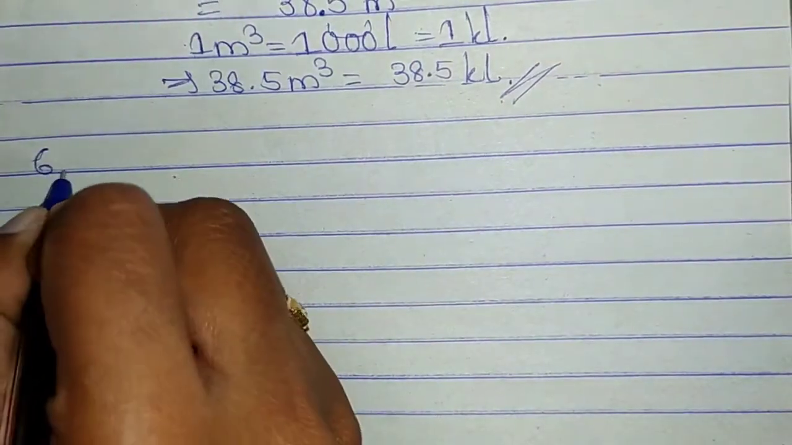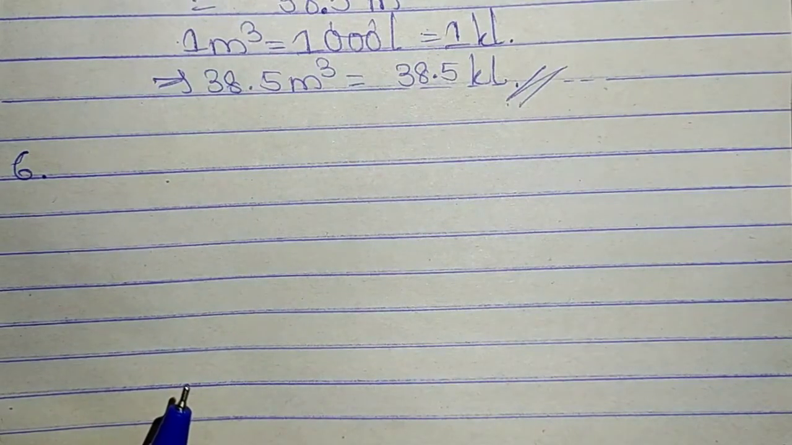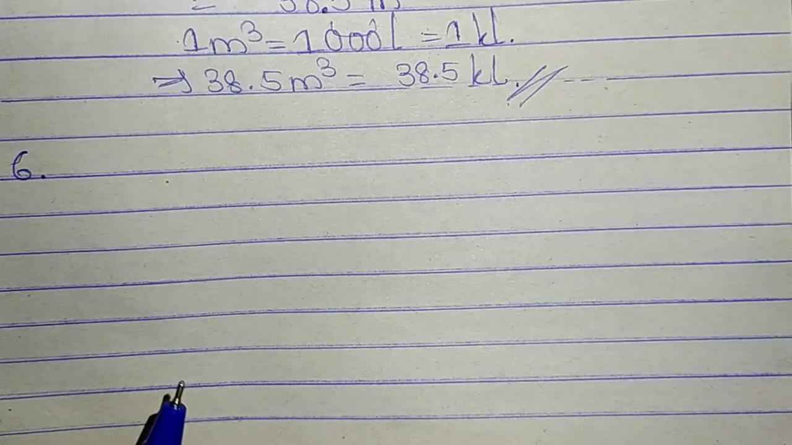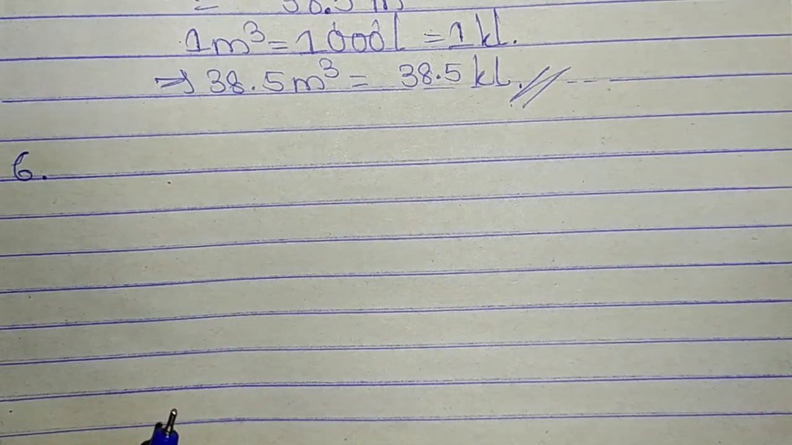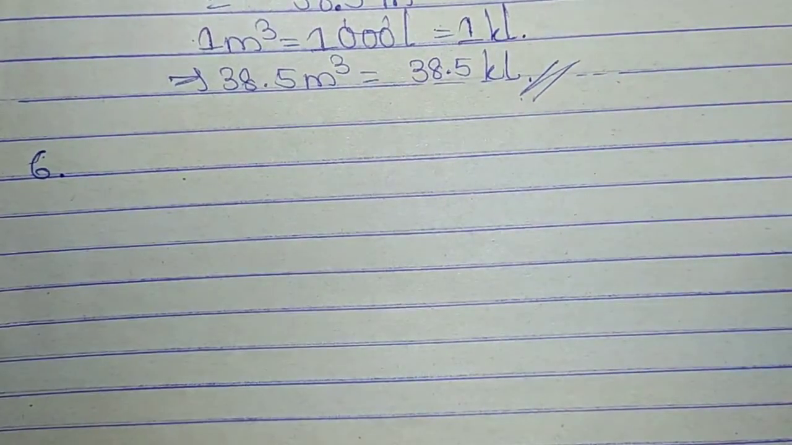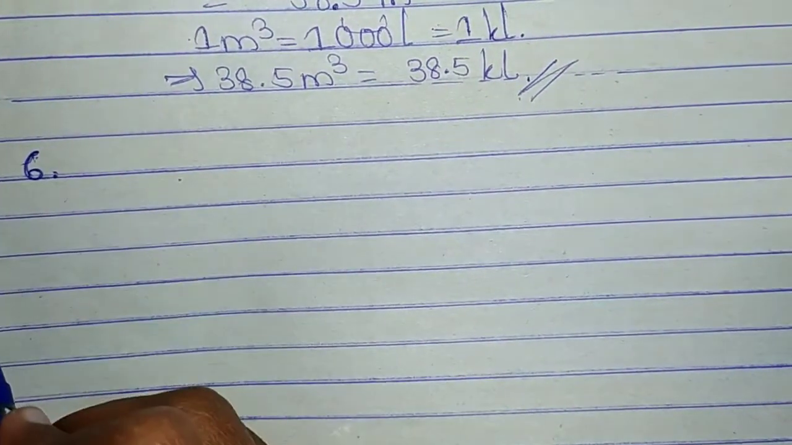Sixth question of the exercise 13.7. The volume of a right circular cone is 9856 centimeters cube. If the diameter of the base is 28 centimeters, find the height of the cone, find the slant height, then find the CSA of the cone. Sixth question, I will leave it to you as your practice problem. You have to pause the video right now and solve this sixth question.